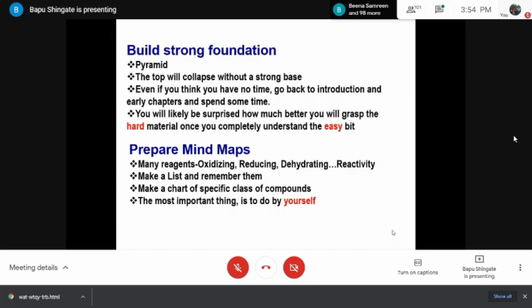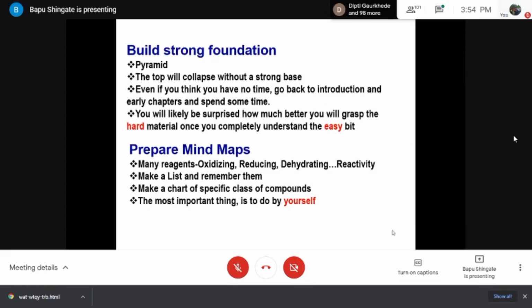But at undergraduate level, you should have the book of Clayton. You should have the book of Morrison Boyd, and accordingly you can prepare. That's why, if you are not ready, sir, many students say that my basics are very weak, sir. What do I have to do? Just go back, read the basic topics from any kind of book, then only you will understand further organic chemistry.